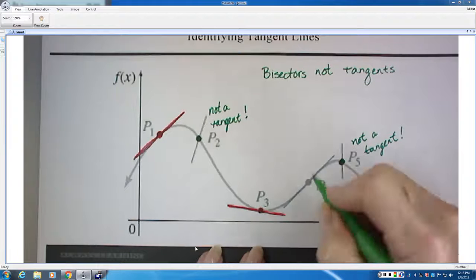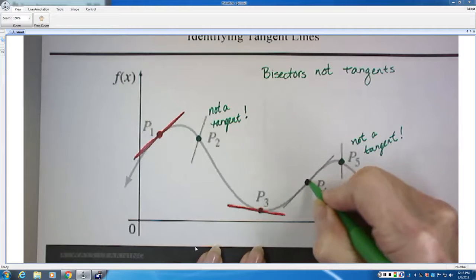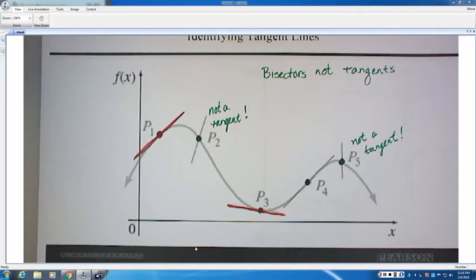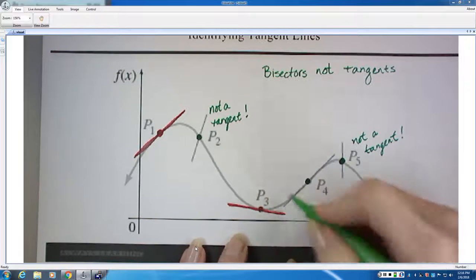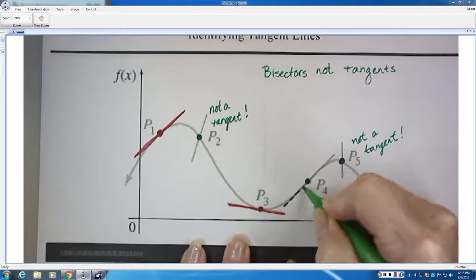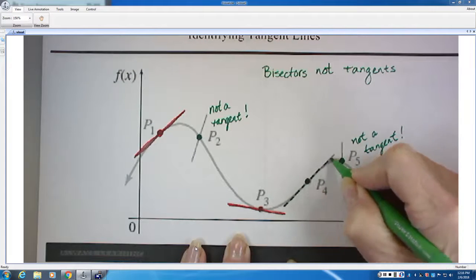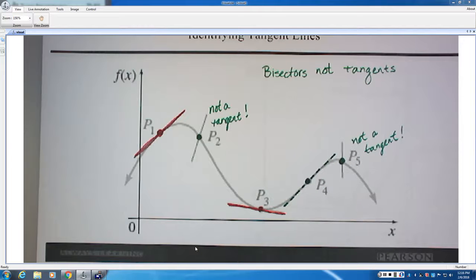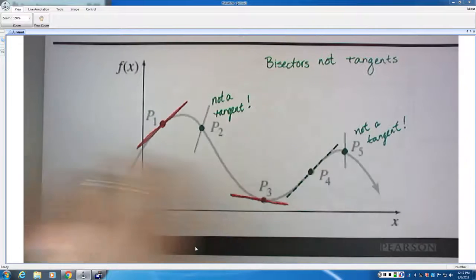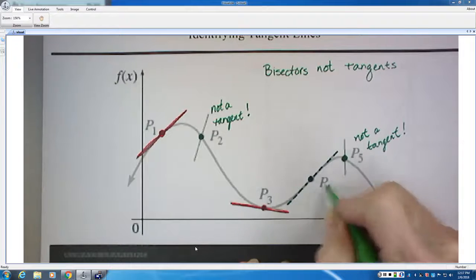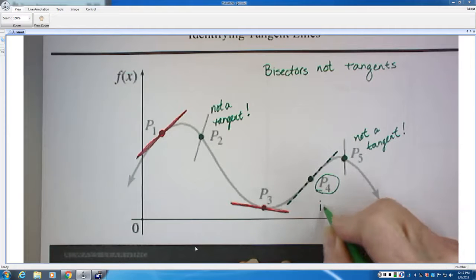Now P4 does touch the curve in 1 point. It does fit the requirement that it gives you the general direction of the curve. But it does seem to violate the idea that it bisects the curve, that it cuts through the curve, and it actually does cut through the curve. P4 is a special point on this curve. P4 is called an inflection point.